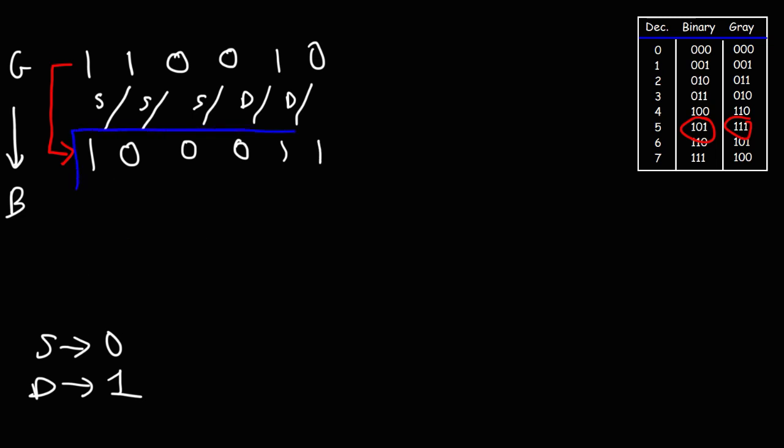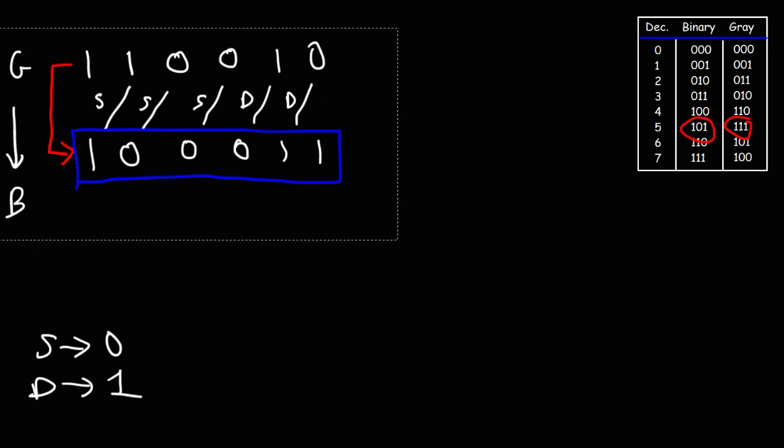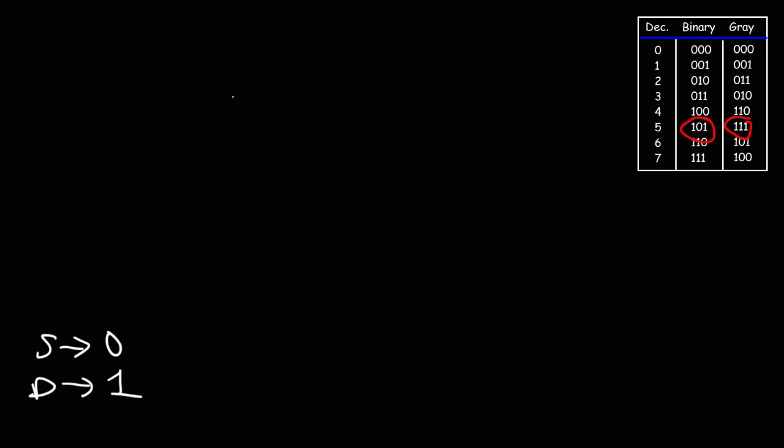Thus, the binary equivalent of the gray code 110010 is 100011. So that's it for that example problem. For the sake of practice, let's try 2 more examples. So given the gray code 111101, go ahead and convert that to a binary number.